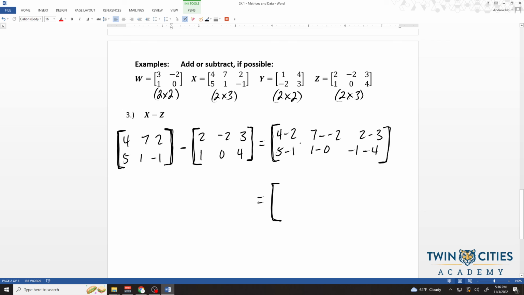All right, final answer. I'm going to have the matrix: 4 minus 2 is 2. 7 minus negative 2, that's going to make 9. 2 minus 3 is negative 1. And then for the bottom row, 5 minus 1 is 4. 1 minus 0 is 1. And negative 1 minus 4 is negative 5.